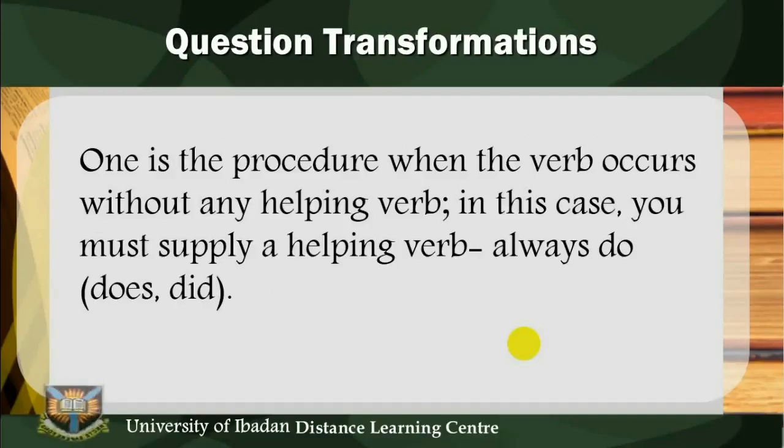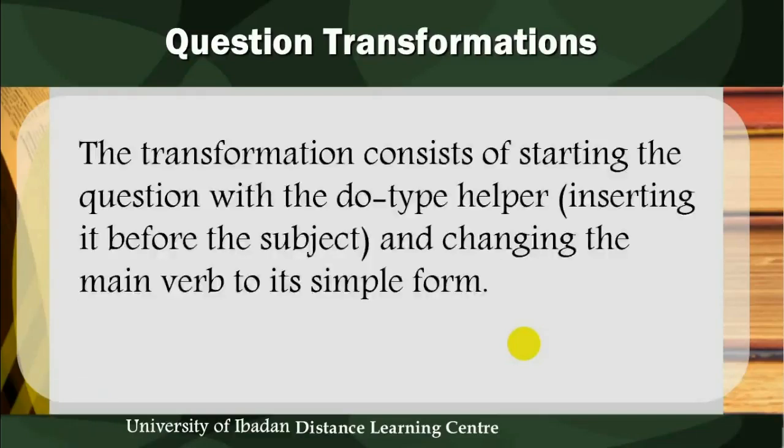In the case of all verbs other than be, to make the question transformation, you follow one of two procedures different from the above. One is the procedure when the verb occurs without any helping verb. In this case, you must supply a helping verb, always do, does, did. The transformation consists of starting the question with the do-type helper, inserting it before the subject, and changing the main verb to its simple form.